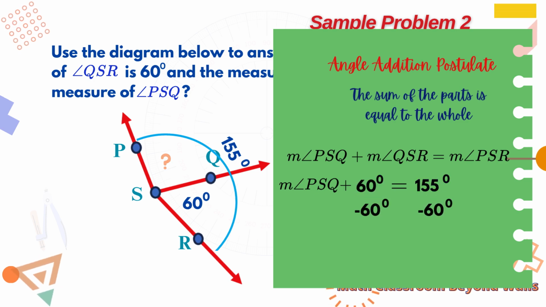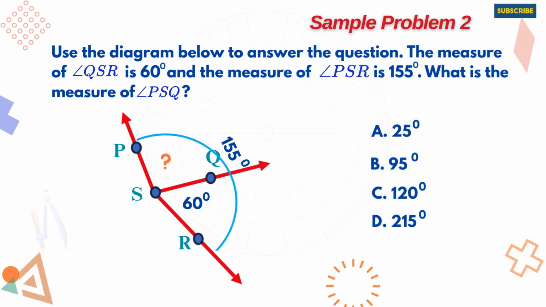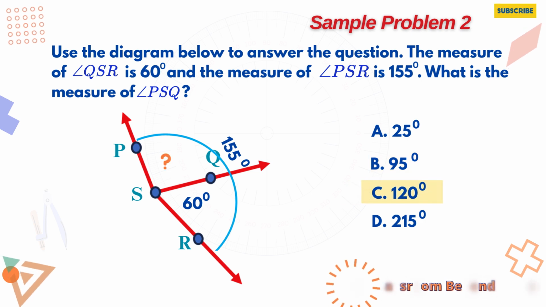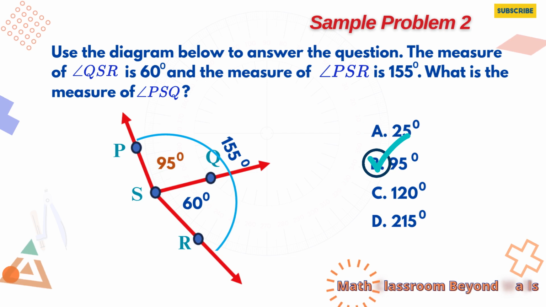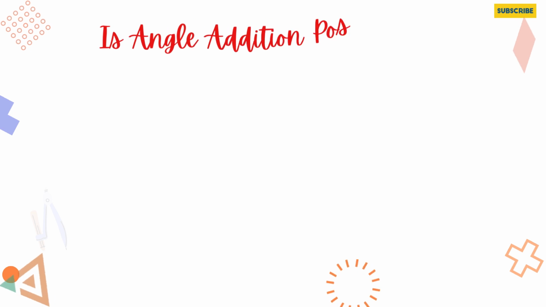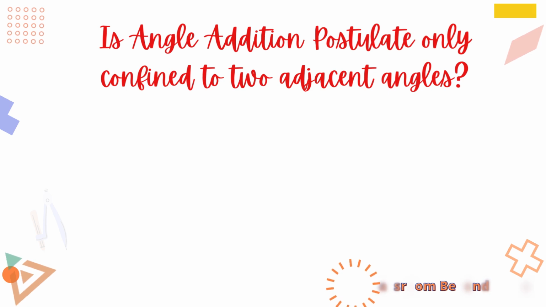Subtracting 60 degrees from both sides of the equation gives us 95 degrees. So what is our answer, learners? Is it option A, option B, option C, or option D? Okay, so the answer is option B. That was again easy. Now, is angle addition postulate only confined to two adjacent angles?